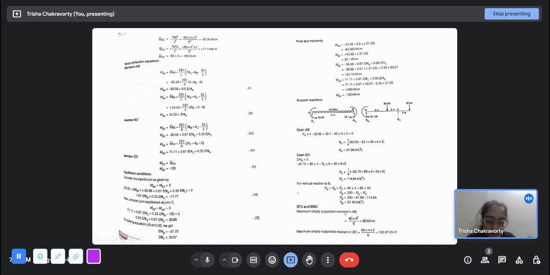The maximum simply supported moment in AB is, for a 40 into a, as you know, WL square by 8, because it is a UDL. A simply supported beam under UDL has a parabolic nature, and the maximum is WL square by 8. And the maximum simply supported moment in B is PAB by 6. That is a formula that you can remember, otherwise you can just find it out.